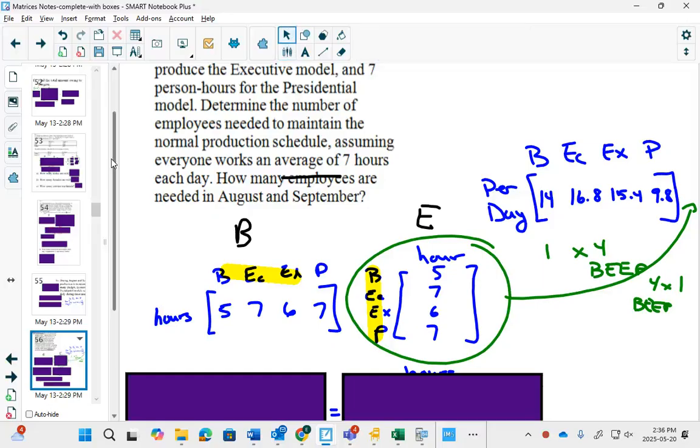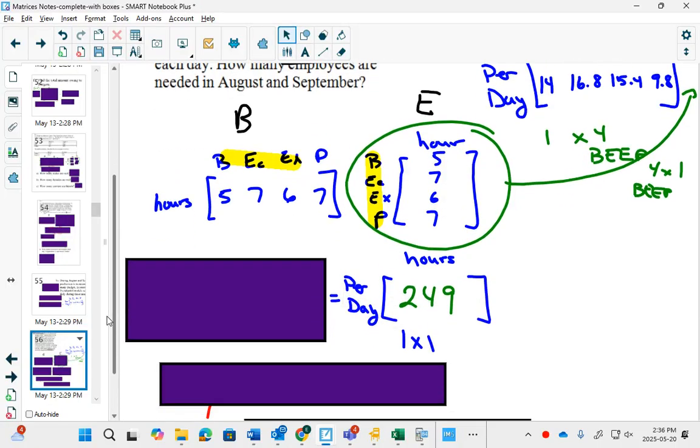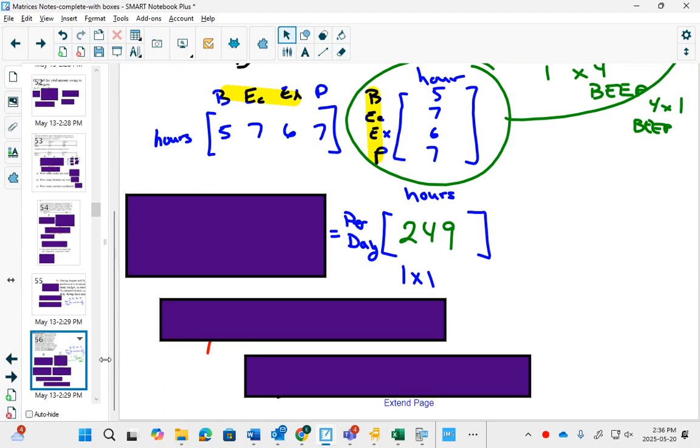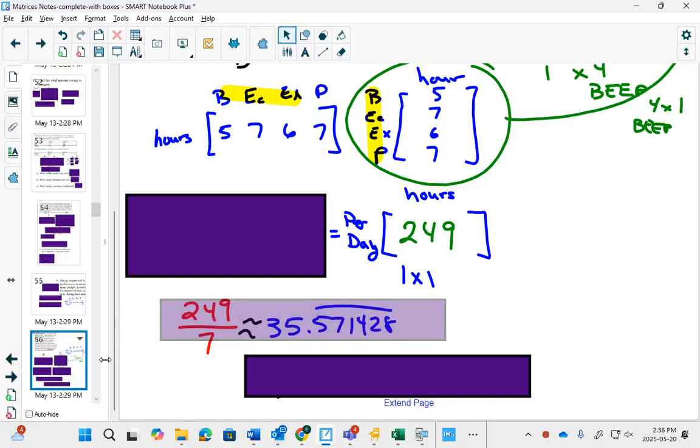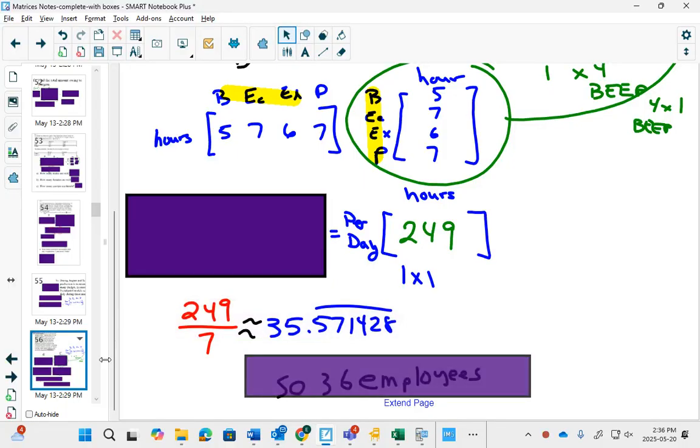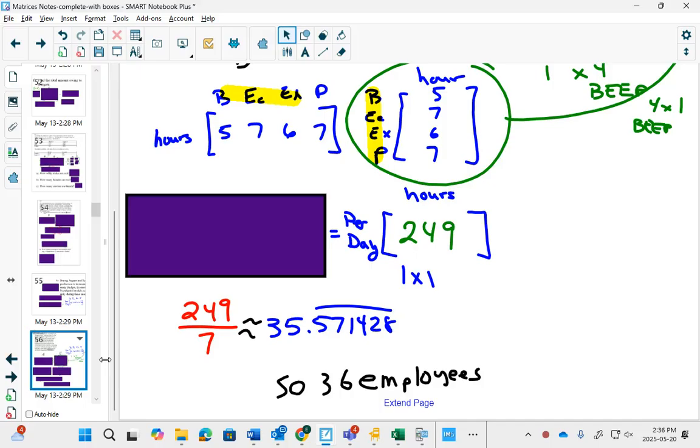Then when I take this and multiply it there, you should get this answer of 249 hours. At 7 hours per day, you'd probably have to hire 36 employees for that month. Because in order to do that production, you need 249 hours of work. Each employee works 7 hours a day. So you figure out your employees according to that.